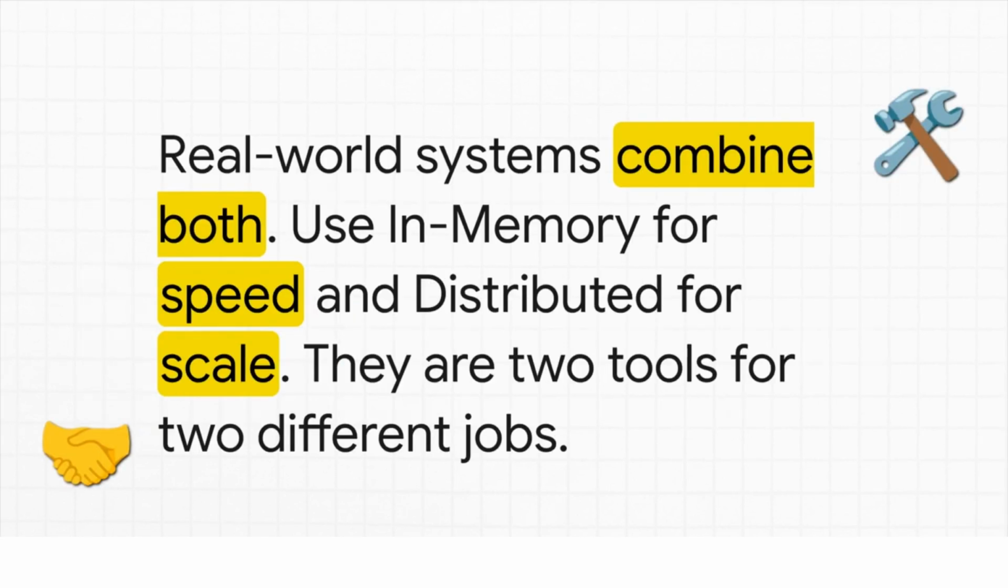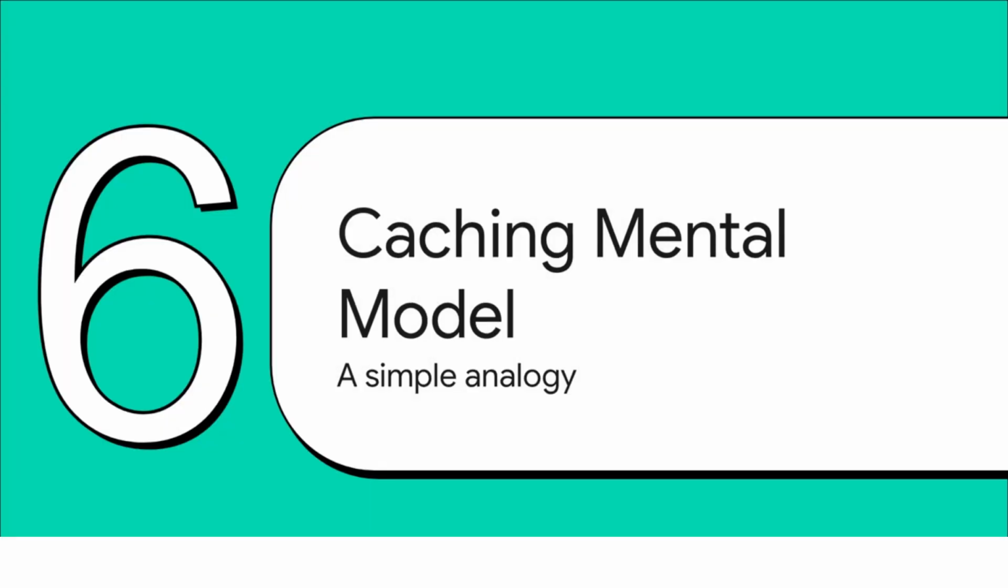And really, that's the key takeaway here. This isn't a competition between the two. Real-world systems combine both. You use in-memory for that raw speed, and you use distributed for scale and reliability. It's just about using the right tool for the right job. All right, to make sure this really sinks in, I've got one last thing for you. A simple mental model, an analogy that will make this all click into place.